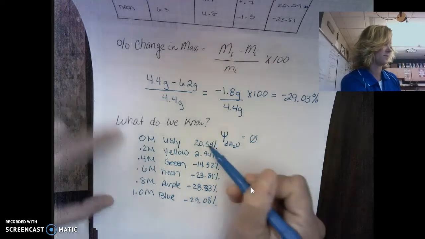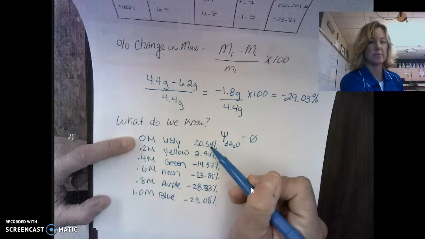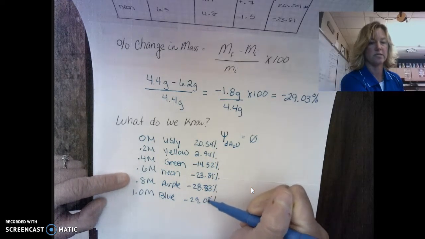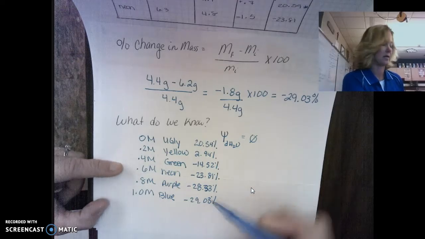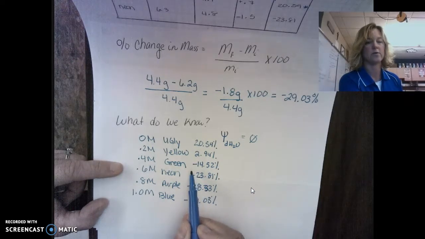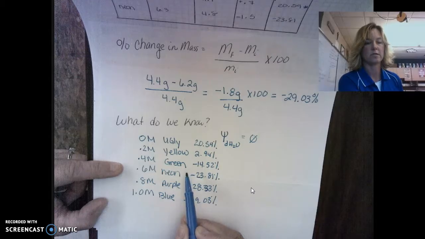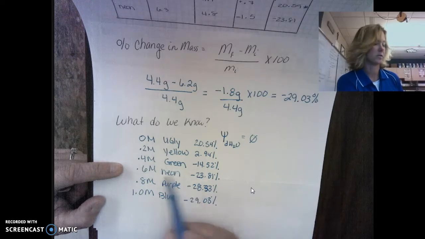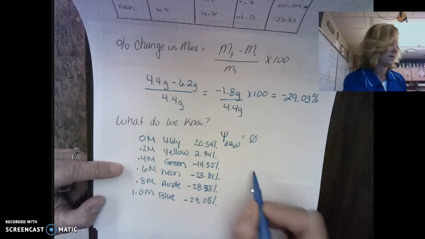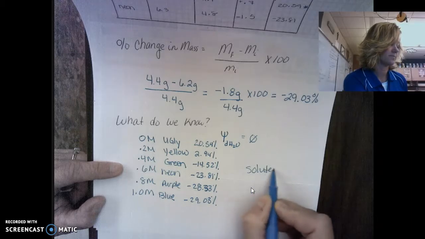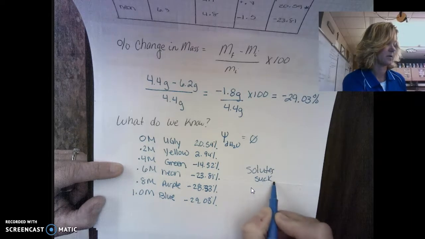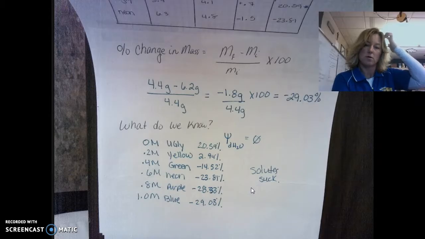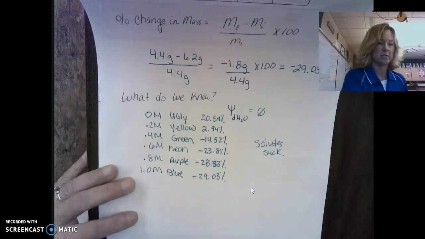You can see that I go from the highest percent change in the positive to the lowest percent change in the negative. And again, as we switch over to the negative, we now know that the solutes outside of the cell are now higher than what is inside, because it's going to be pulling water out. Remember that solutes suck.